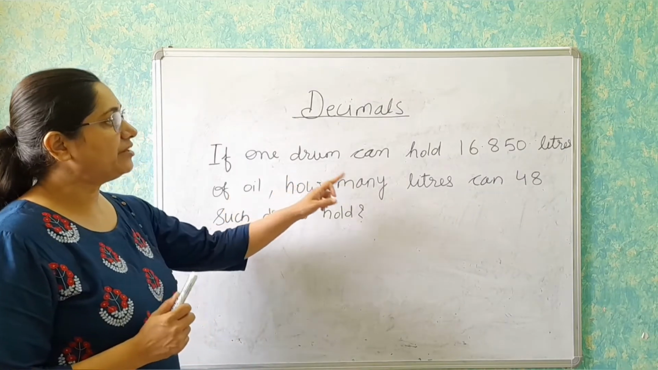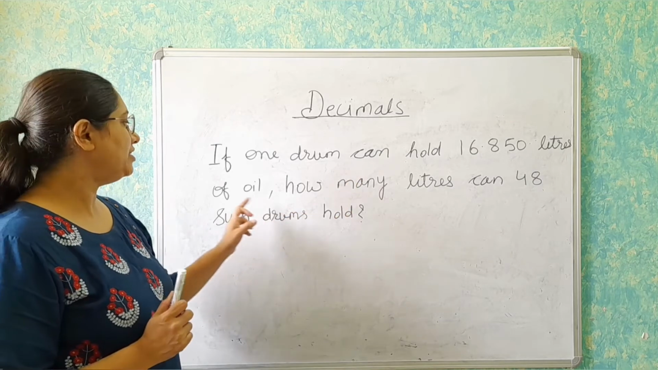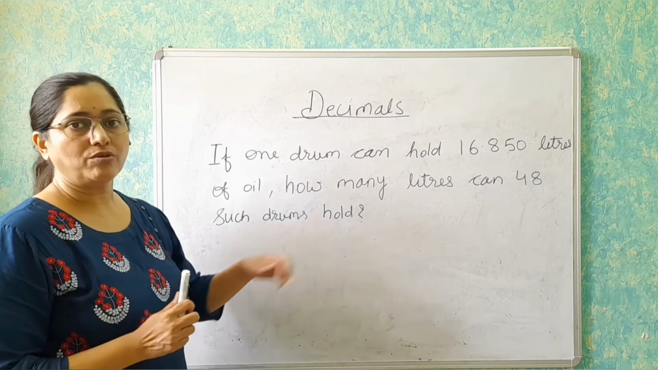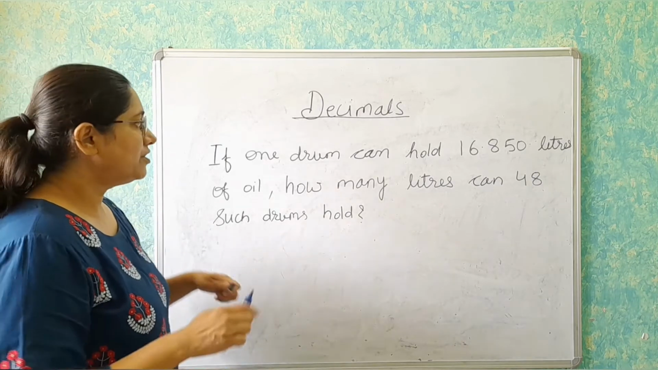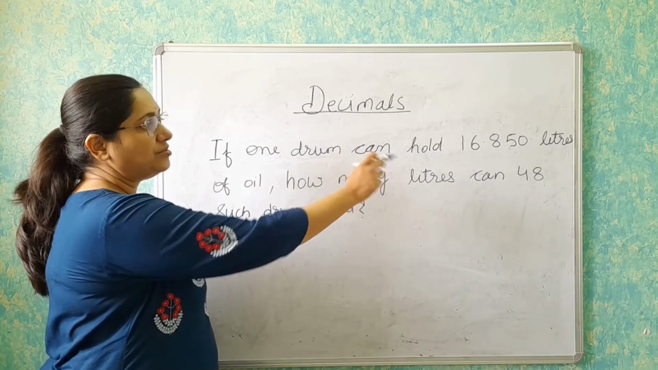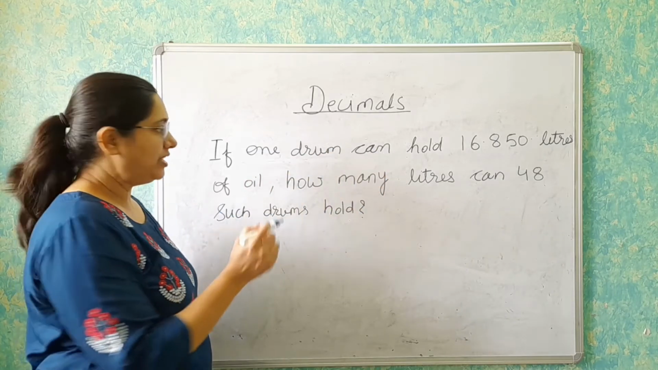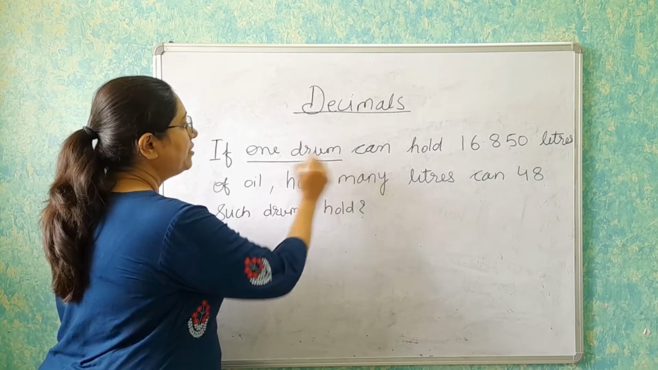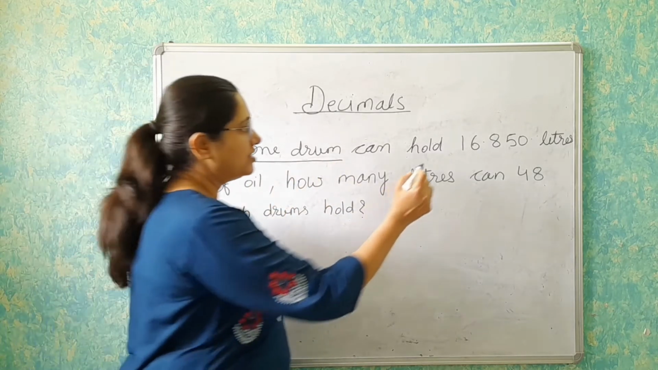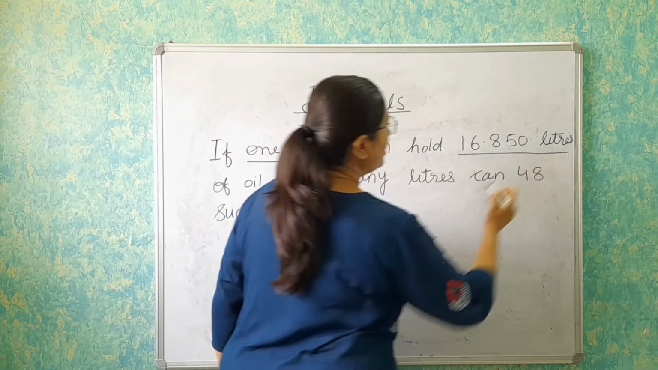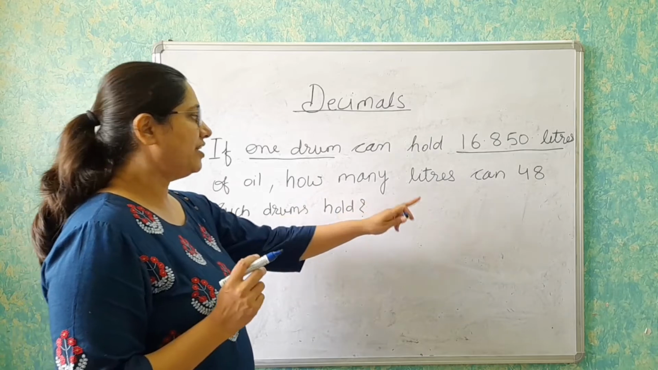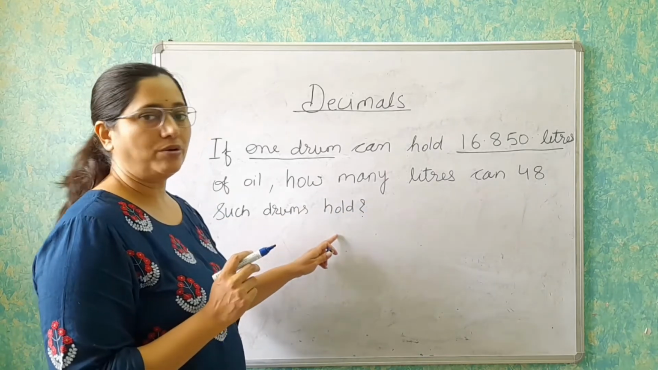If one drum can hold 16.850 liters of oil, how many liters can 48 such drums hold? First you have to find the keywords. One drum can hold 16.850 liters of oil. We are talking about one drum. And what is the capacity of one drum? 16.850 liters. And what is the question? How many liters can 48 such drums hold?